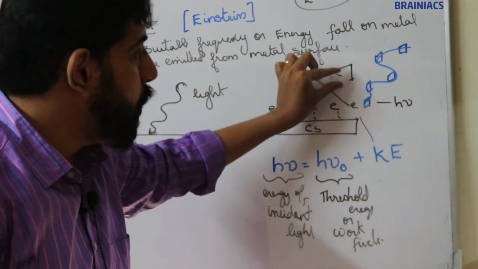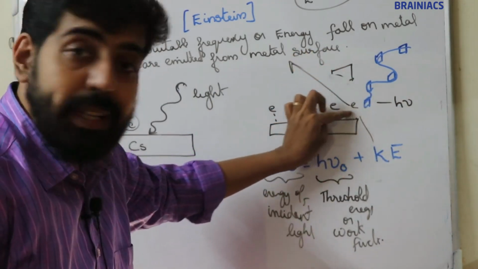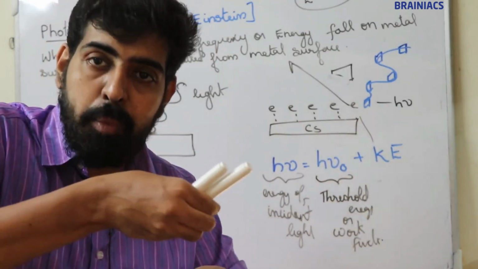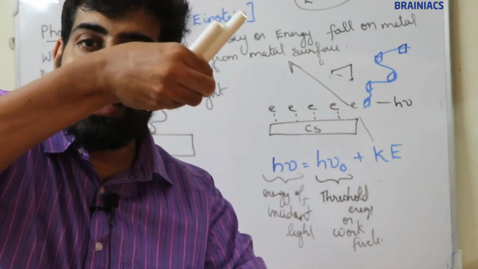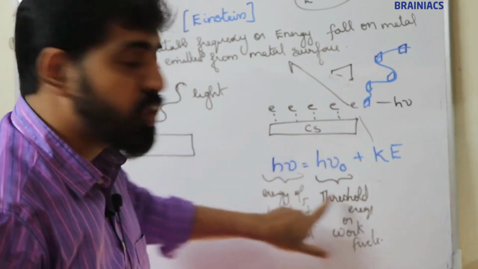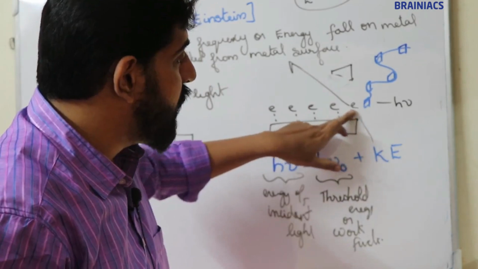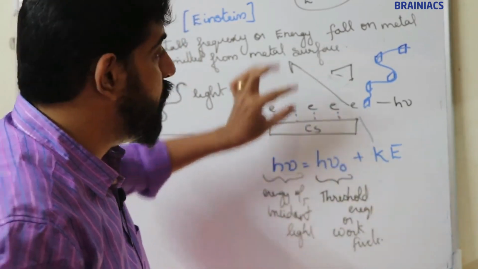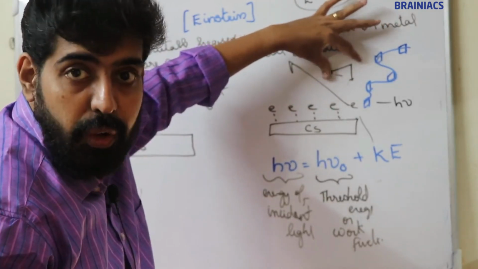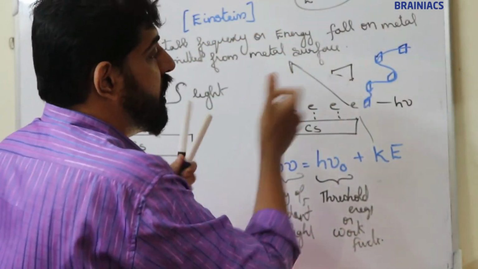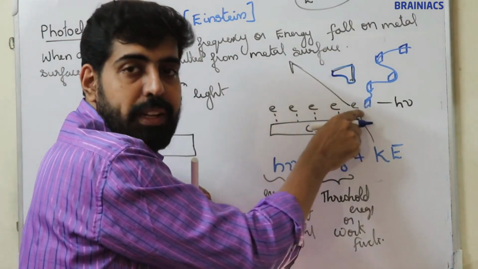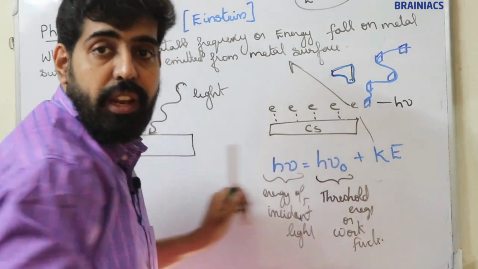Okay, now some amount of energy is used to remove the attraction between electron and surface, that is known as threshold energy. It is the minimum amount of energy required to remove an electron from metal surface. So incident energy of the photon is used to remove an electron from metal surface. That energy is known as threshold energy, h nu 0.